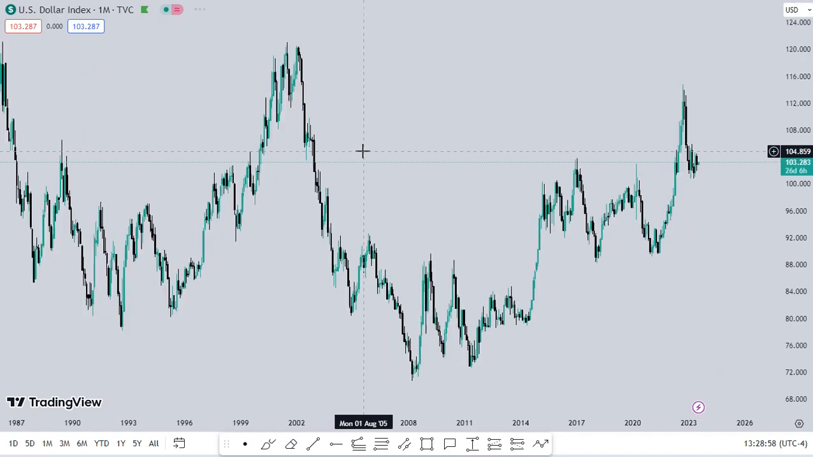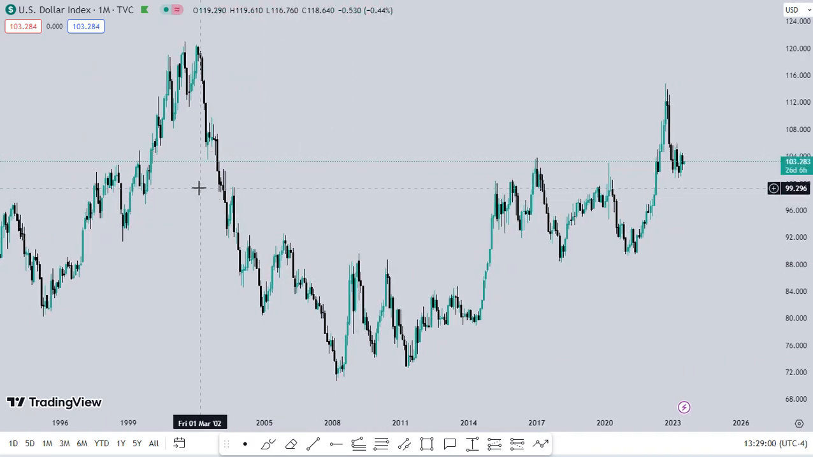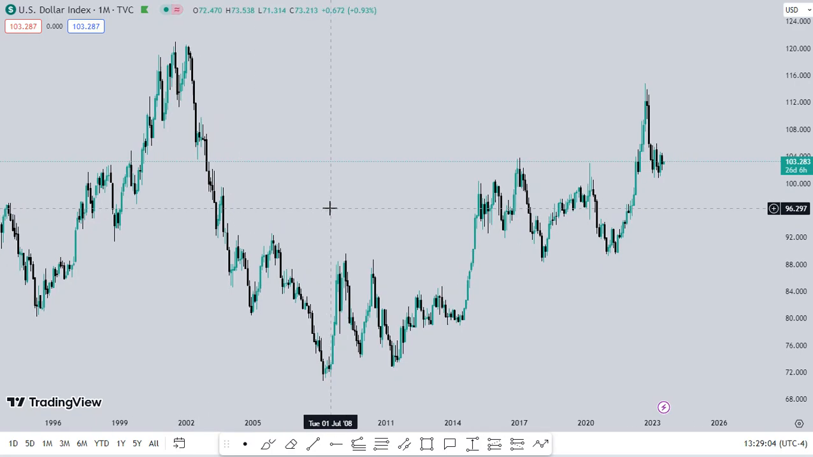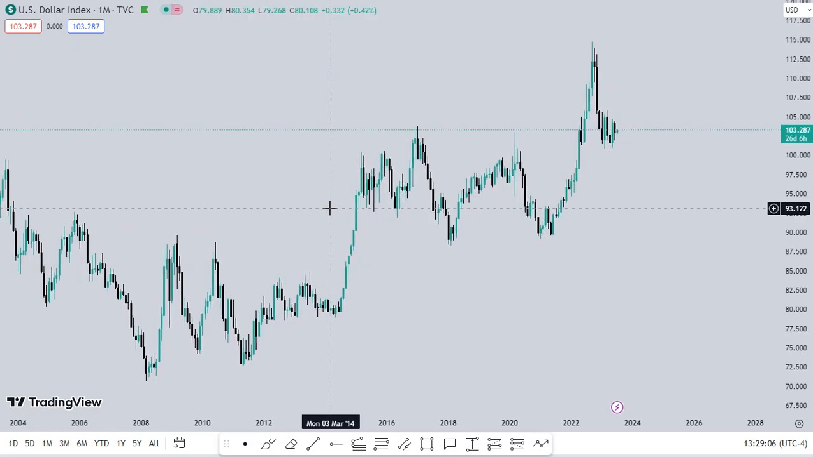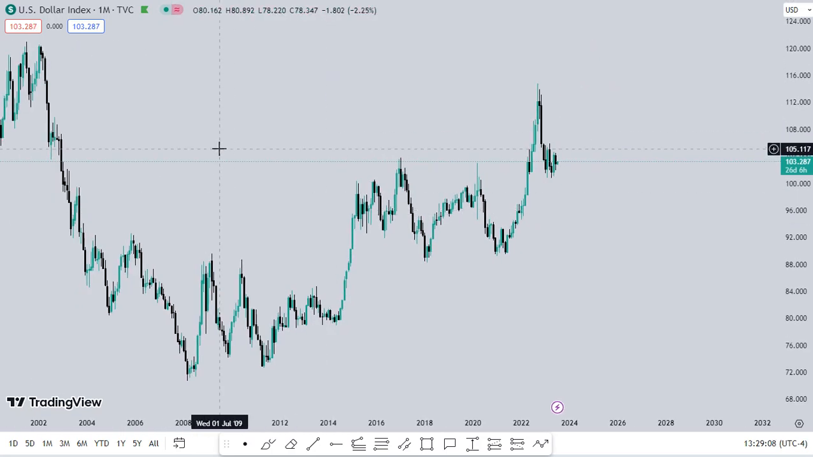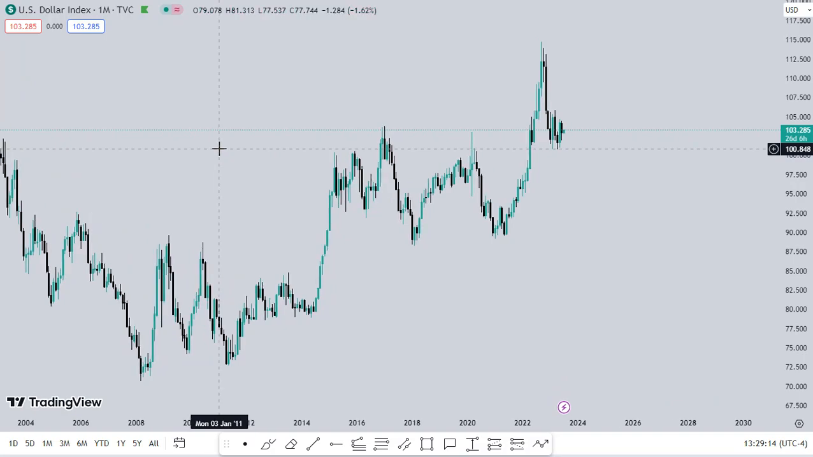Today I'm going to do a top-down analysis on the US Dollar Index, and we'll mark up some key levels so that we can play them during these days and maybe the coming weeks.